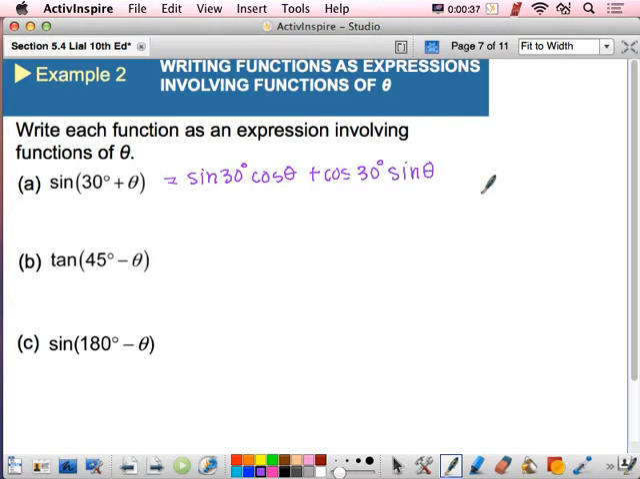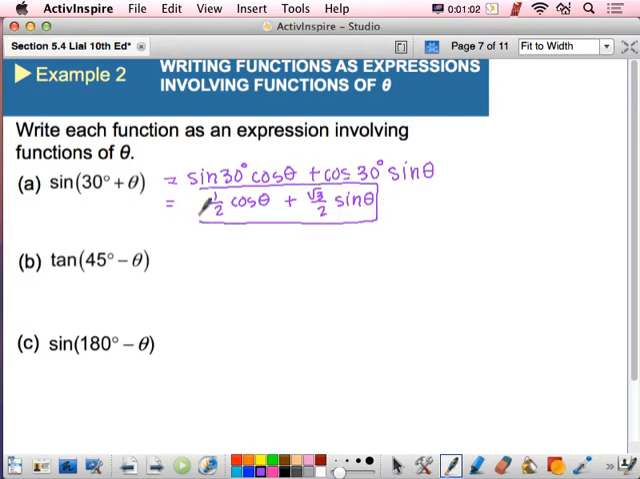So if you notice, that's our sine of a plus b formula. Then we're going to substitute in the values that we know from our unit circle. We know that the sine of 30 is 1/2, so we have 1/2 the cosine of theta. We know that the cosine of 30 is square root of 3/2, and that's multiplied by the sine of theta. And those are not like terms, so we could just stop there, so there's one possible answer.